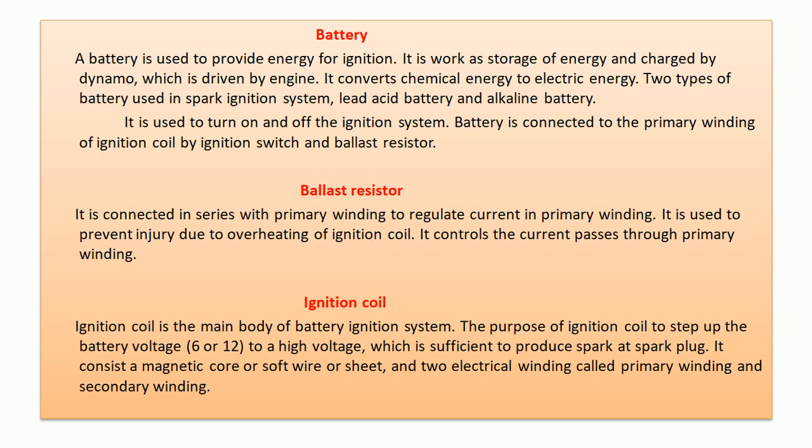So next is the ignition coil. The ignition coil is the main body of the battery ignition system. The purpose of the ignition coil is to step up the battery voltage to a high voltage. That is, it works just like a transformer, which is sufficient to produce a spark at the spark plug. It consists of a magnetic core of soft iron sheet and two electrical windings called the primary winding and the secondary winding, as in the transformer.